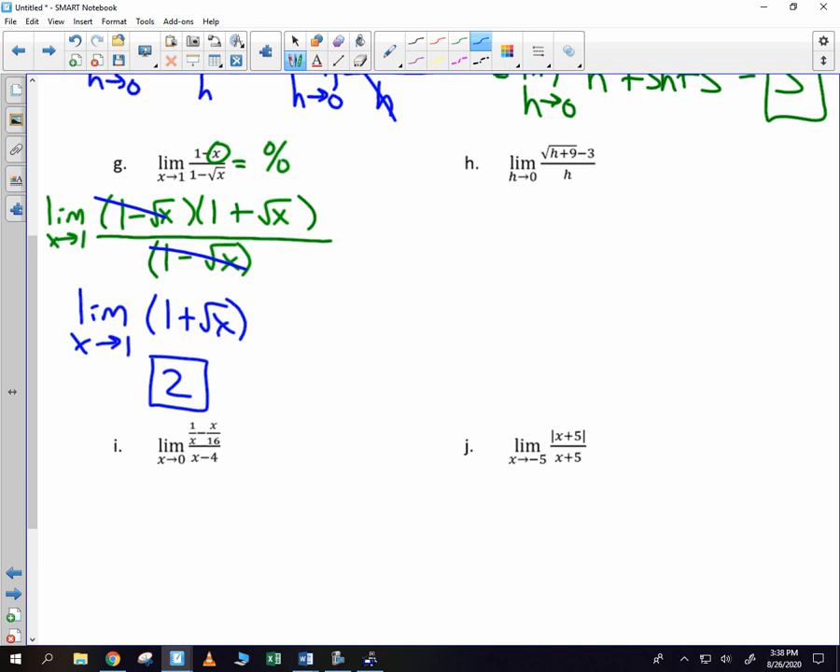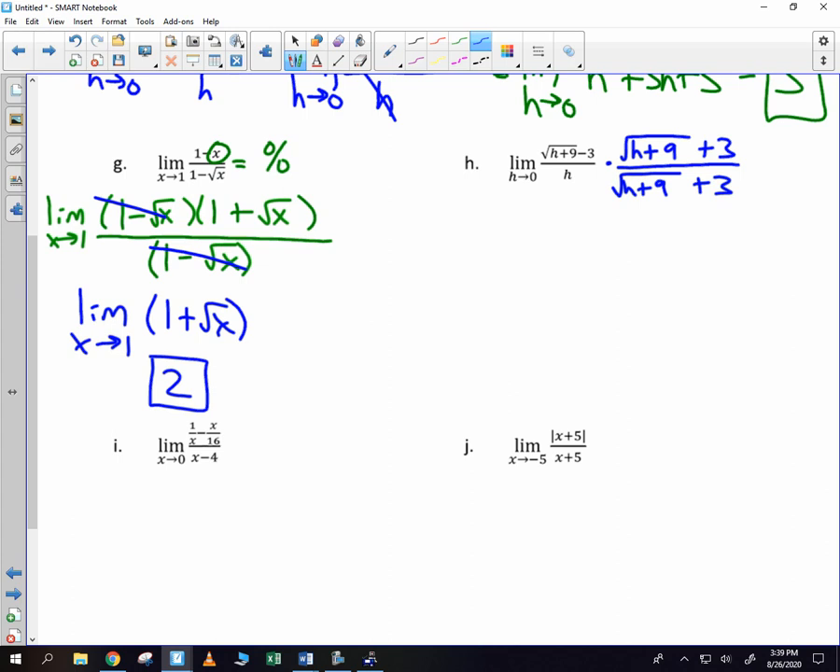If you plug in 0, you get the square root of 9 minus 3 over 0, which ends up being 0 over 0. So what to do? In this situation, there's going to be a unique trick that we can do. And the idea is that we want to free up that h that's sitting underneath the radical so it can cancel out with the h on the bottom. So what we're going to do is multiply by the reciprocal. I'm sorry, multiply by the conjugate. Square root of h plus 9 plus 3 over square root of h plus 9 plus 3.